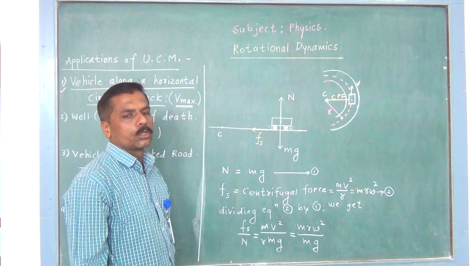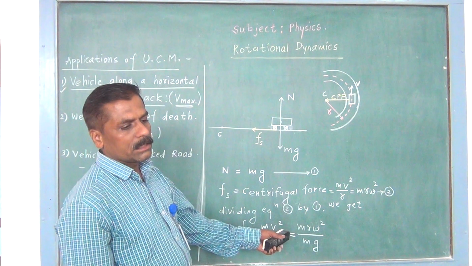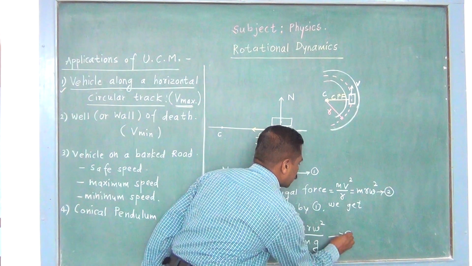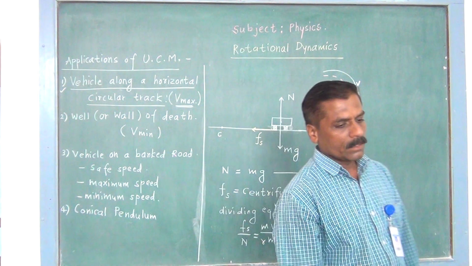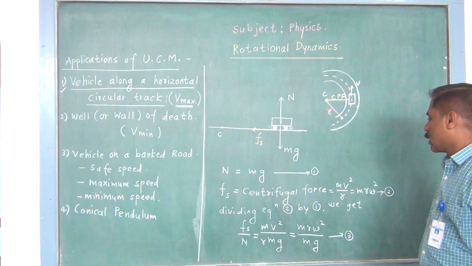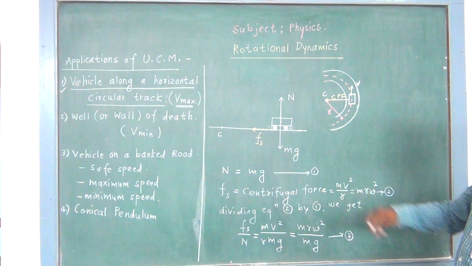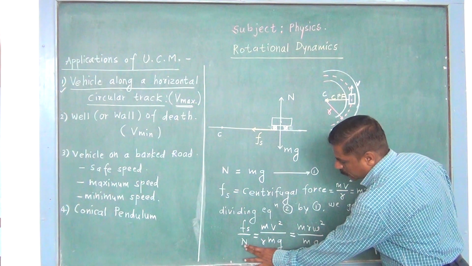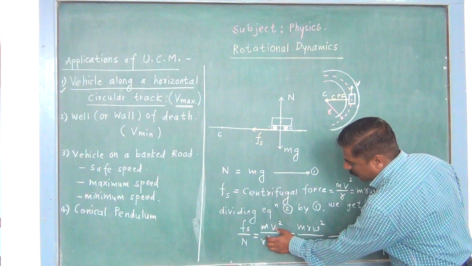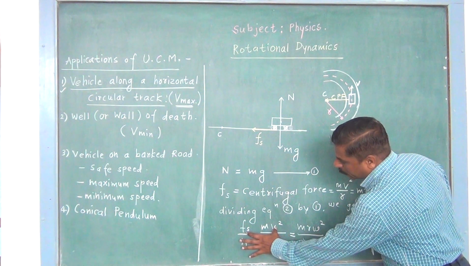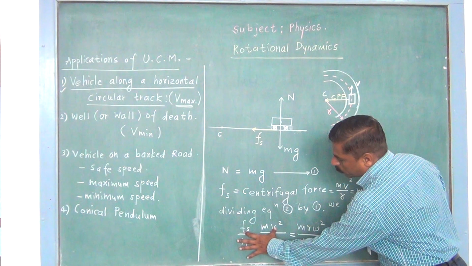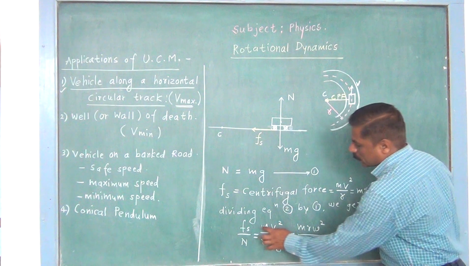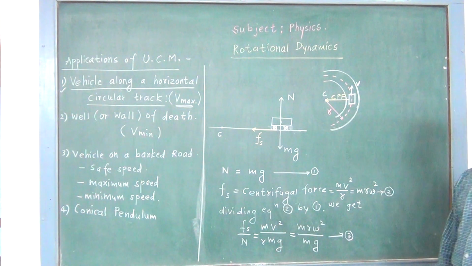So dividing equation 2 by 1, you will get these steps. Now suppose this is equation number 3. Now you will get these relations. From this relation we want to find out the maximum velocity. If we consider these two relations, then this maximum velocity directly depends upon the force of static friction. Means if the force of static friction is maximum, then you can find out the maximum velocity.